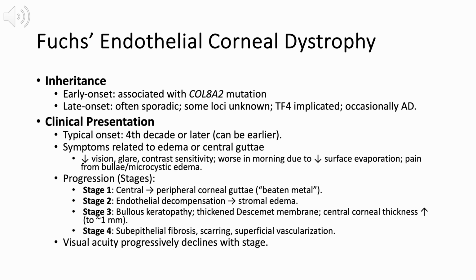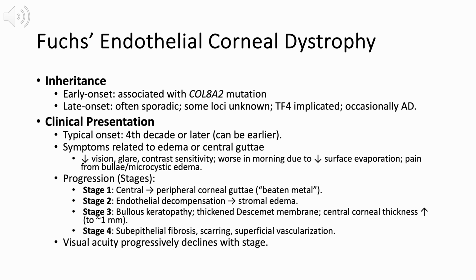In some cases, specific genetic loci are unknown, though TCF4 has been implicated, and rarely the condition may follow an autosomal dominant inheritance pattern. Clinically, a typical onset occurs in the 4th decade of life or later, although it may occasionally present earlier. Symptoms are primarily related to corneal edema or the presence of central guttae. Patients often report decreased vision, glare, and reduced contrast sensitivity. These symptoms tend to be worse in the morning due to decreased evaporation overnight, and pain can result from the development of bullae or microcystic edema.